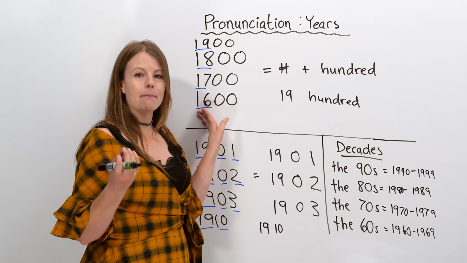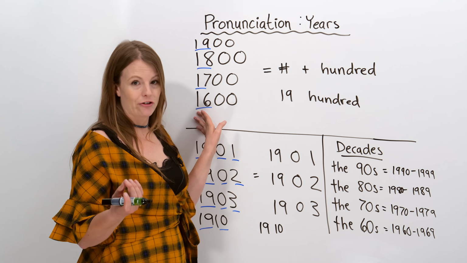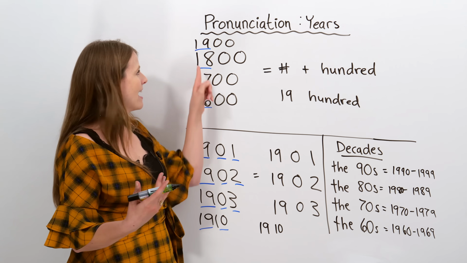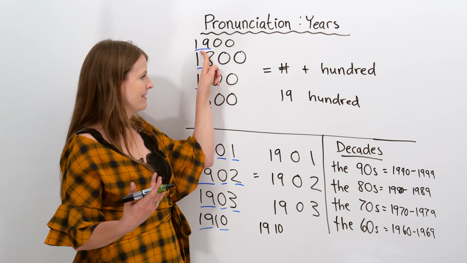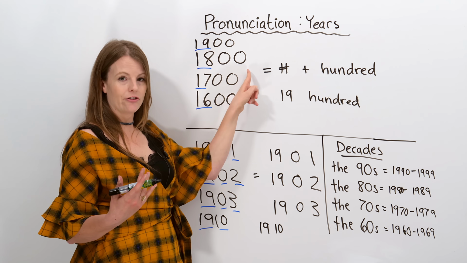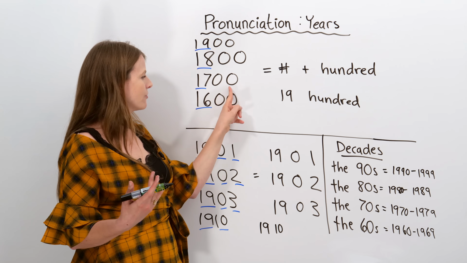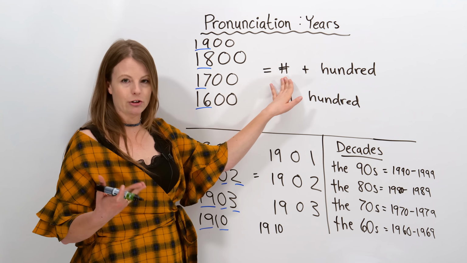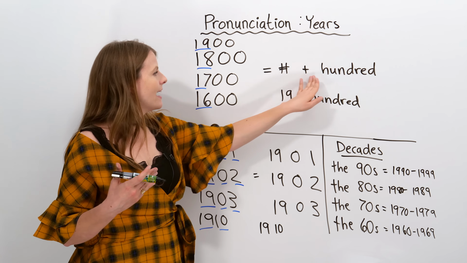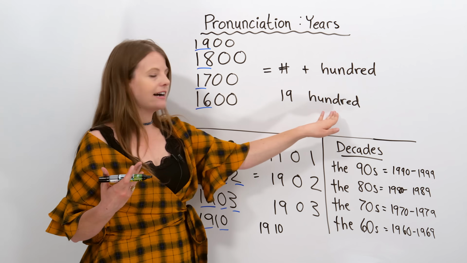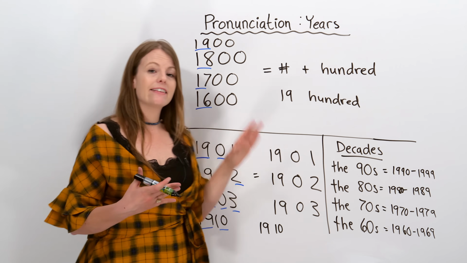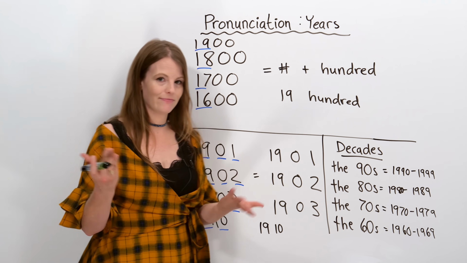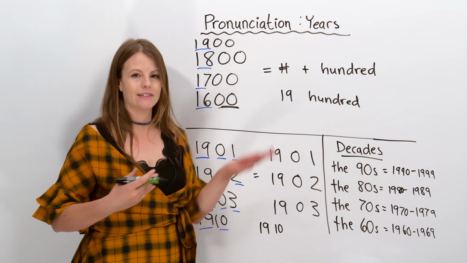When we're talking about the beginning of a century, we have a certain way of pronouncing it. We say 1900, 1800, 1700, 1600. So we have the number, which is in this case a teen, and then we have 100, so 1900. So this is an exception for when we're talking about the beginning of a century. So when we have two O's, this is how we pronounce that.